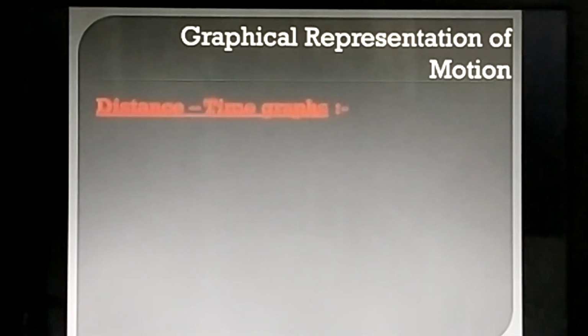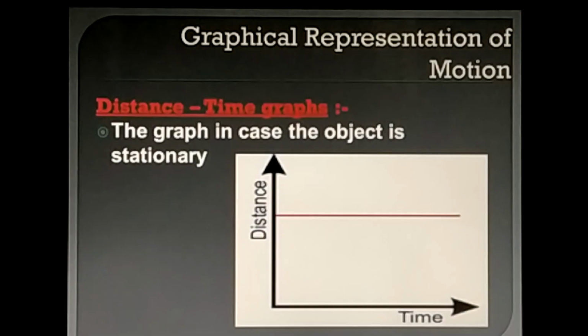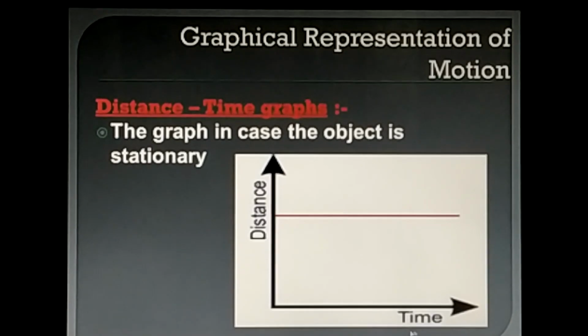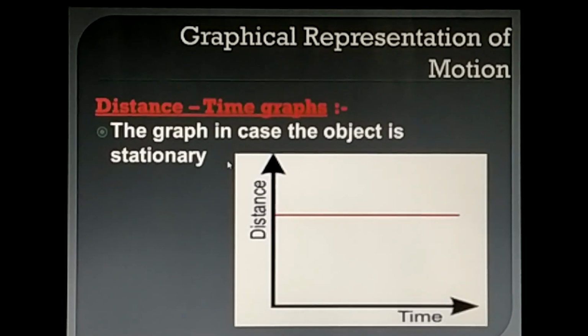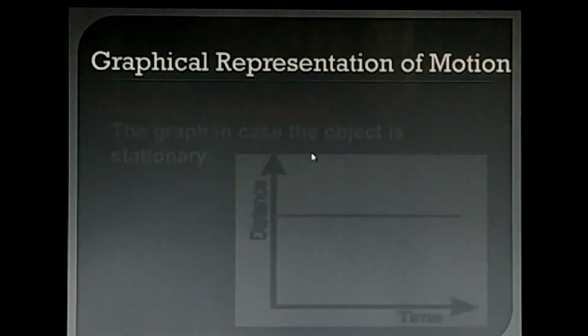So the distance time graph पढ़ेंगे हम इसमें. So the graph in case the object is stationary, तो उसके अंदर किस टाइप का graph बनेगा? You can see in this picture. See, on y axis we have taken the distance and on x axis we have taken the time, and we get a straight parallel line, है ना. तो such type of graph is plotted when the object is in stationary position.